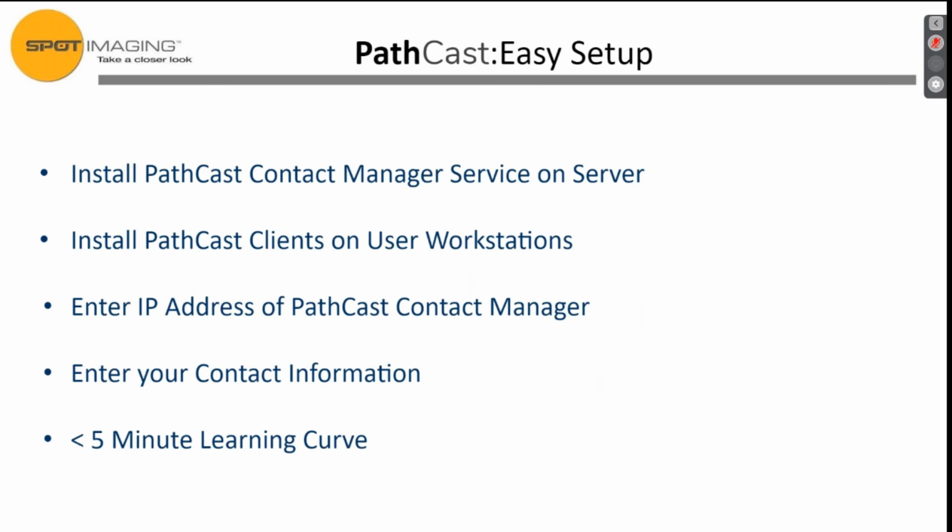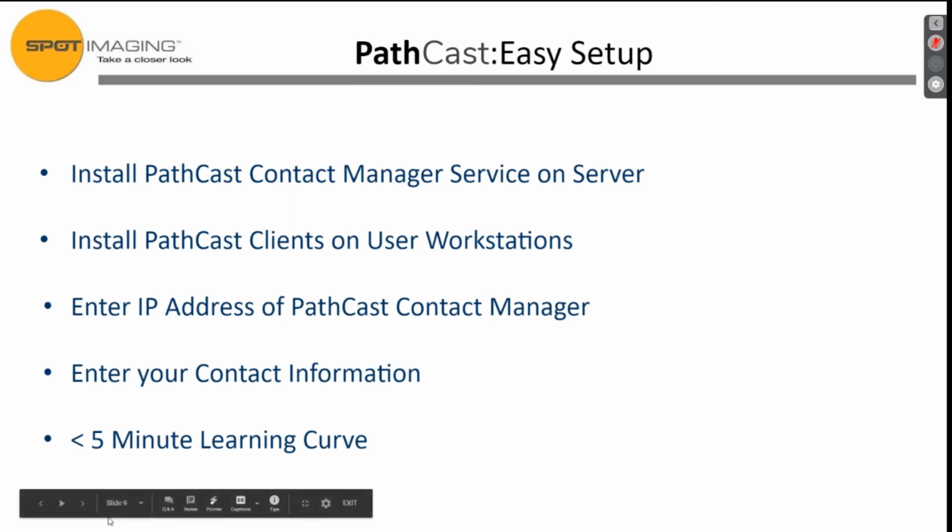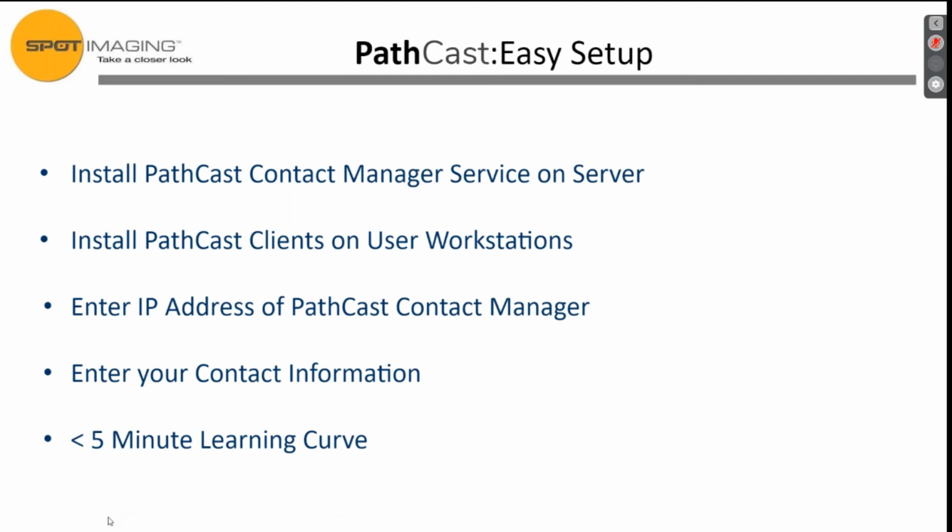Finally, PathCast is easy to set up. There's a quick install of the contact server service onto one of the servers. You basically then install a PathCast client on each of the workstations that are going to be talking to each other. You enter the IP address of the PathCast contact manager, enter your name, your department, and that you're not busy, and basically click start a meeting, and you're up and running, and you're talking to your colleagues.